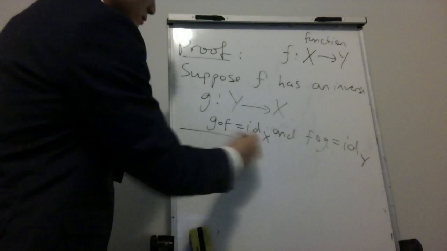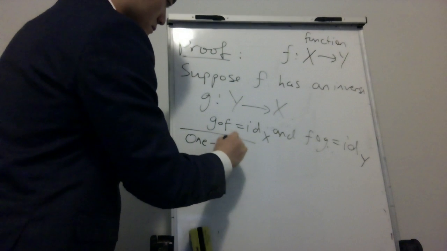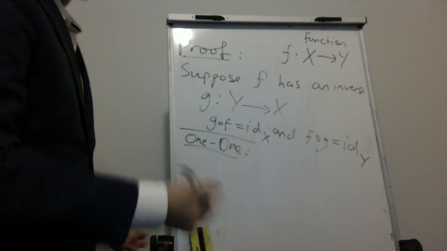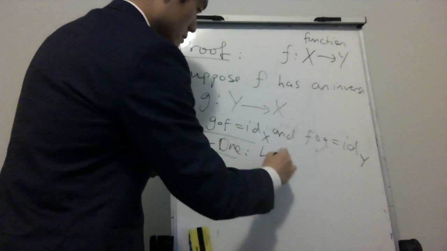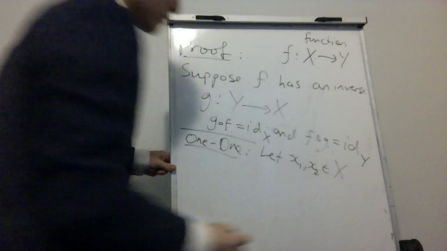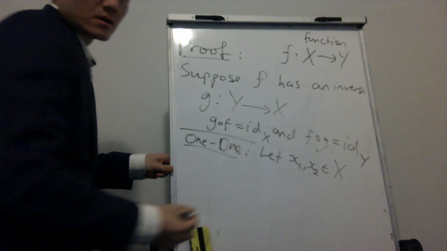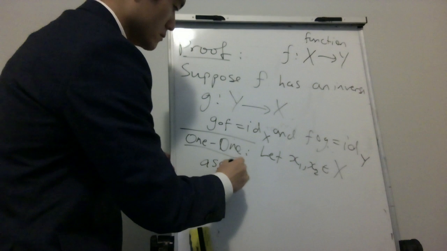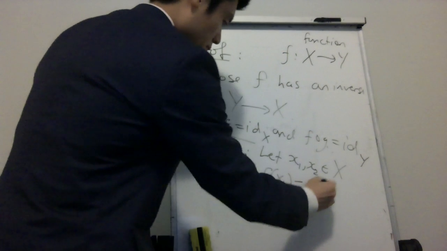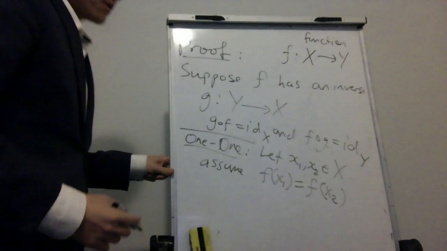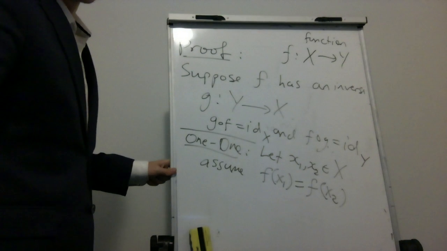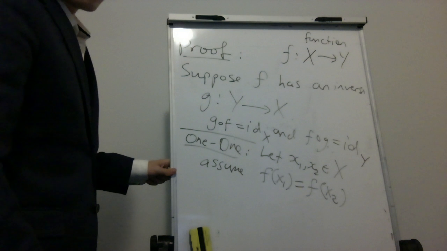Okay, so let's do one-to-one first. What does it mean to be one-to-one? Well, anytime it has the same output, the inputs must have been the same as well. So let x1 and x2 be in the domain of f, and assume they give you the same output. So what we want to conclude is that they actually were originally the same input. And that's what it means to be one-to-one. Okay, so how do we do that?